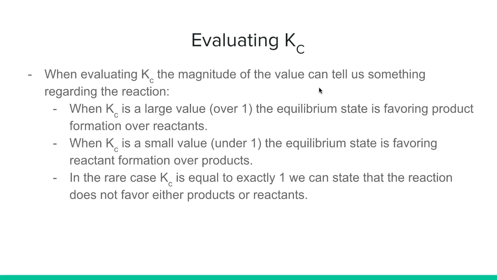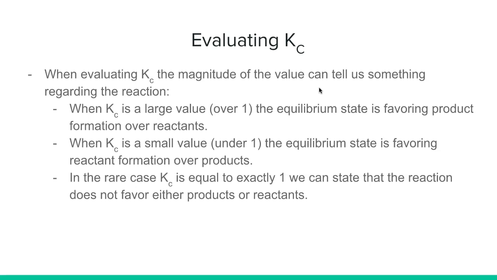So let's talk about evaluating Kc for a moment. When we are evaluating the equilibrium constant, the magnitude of the value can tell us something regarding the reaction. So this is kind of similar to in the thermodynamic lecture when we were talking about if we have a delta H that's negative and a delta S that's positive, then that indicates a Gibbs free energy that should be negative and will proceed spontaneously under all temperatures. Right? So these are general guidelines if you see certain values popping up.